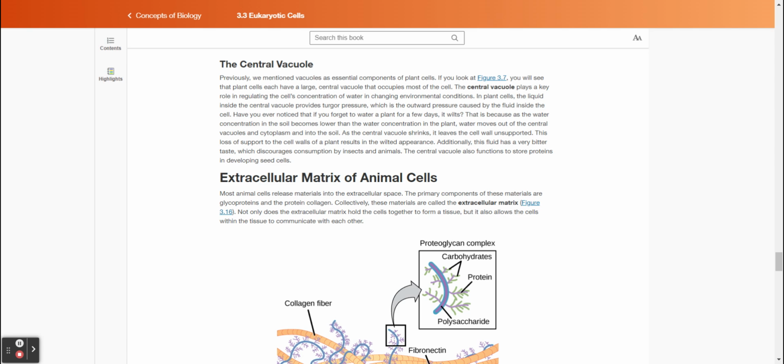The central vacuole. Previously, we mentioned vacuoles as essential components of plant cells. If you look at figure 3.7, you will see that plant cells have a large central vacuole that occupies most of the cell. The central vacuole plays a key role in regulating the cell's concentration of water in changing environmental conditions. In plant cells, this liquid inside the central vacuole provides turgor pressure, which is the outward pressure caused by the fluid inside the cell.